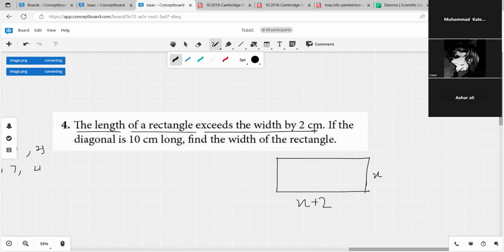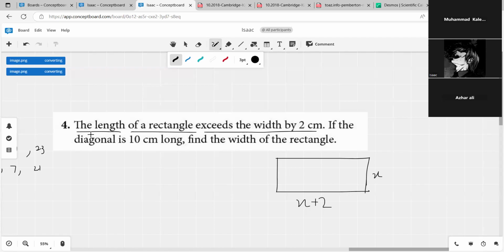Even I did not understand this wording in the first reading. So you have to read it again and again until you get it, and read it slowly. We have the length of the rectangle. Exceeds means more than the width of the same rectangle by 2 centimeter. Length is 2 more than width. That's it. If width is x, length is x plus 2. Why am I taking x? Because we are not sure what the number is. If it is 5, this is 7. If this is 10, this is 12. This is 14, this is 16.